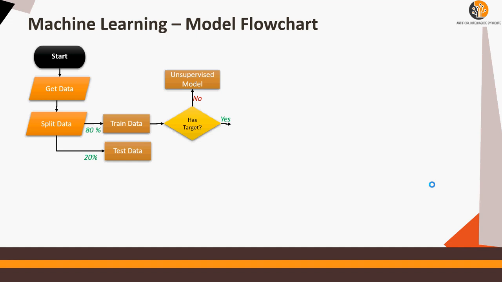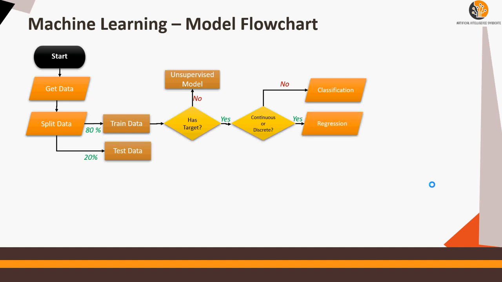So if you have a target, then you would identify if it's continuous, meaning numeric, or discrete, meaning class. You would do classification for discrete and regression for continuous. Is it continuous? Yes, regression. If it is not continuous, then classification. Then come the algorithms. We are not going to talk about these algorithms in this session.